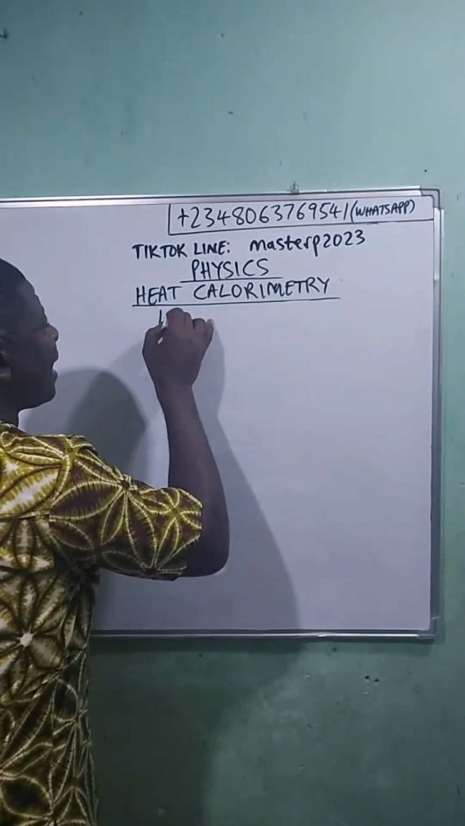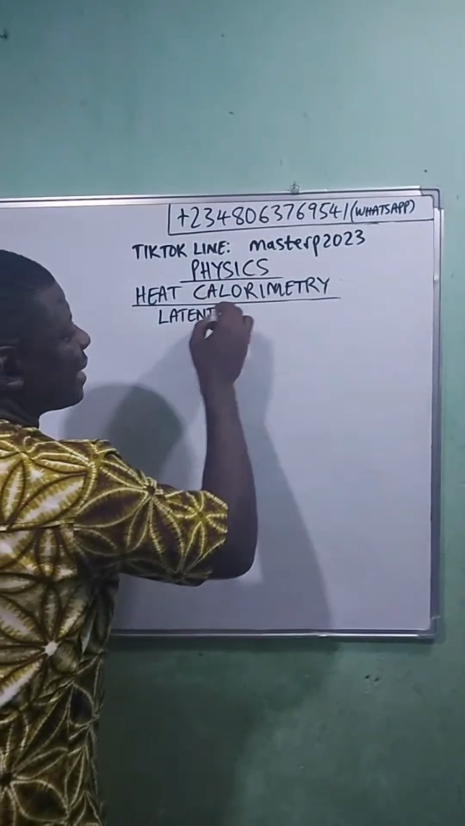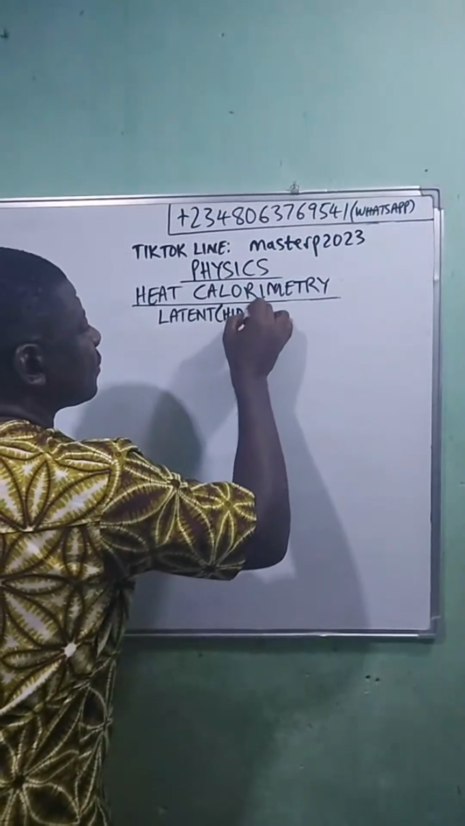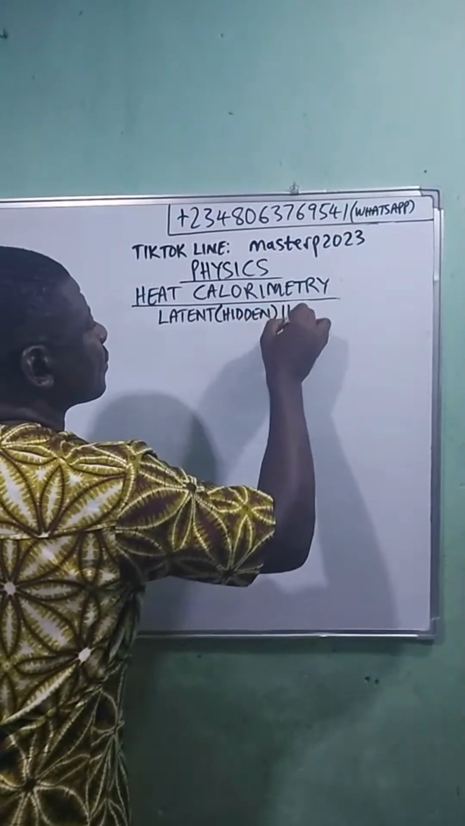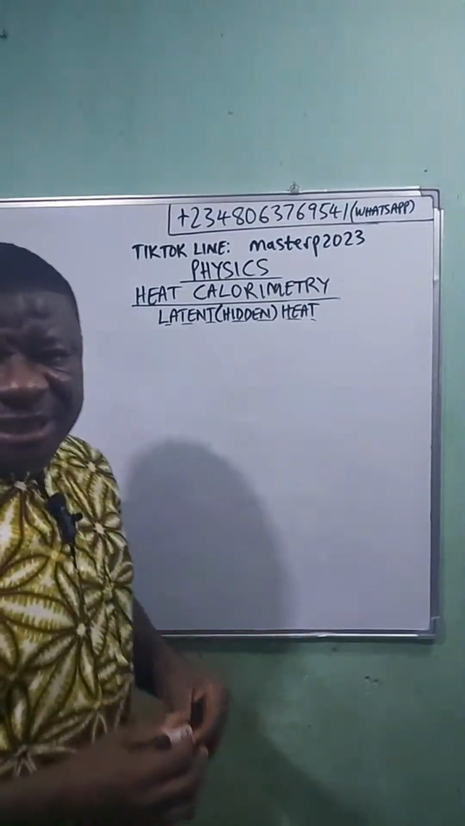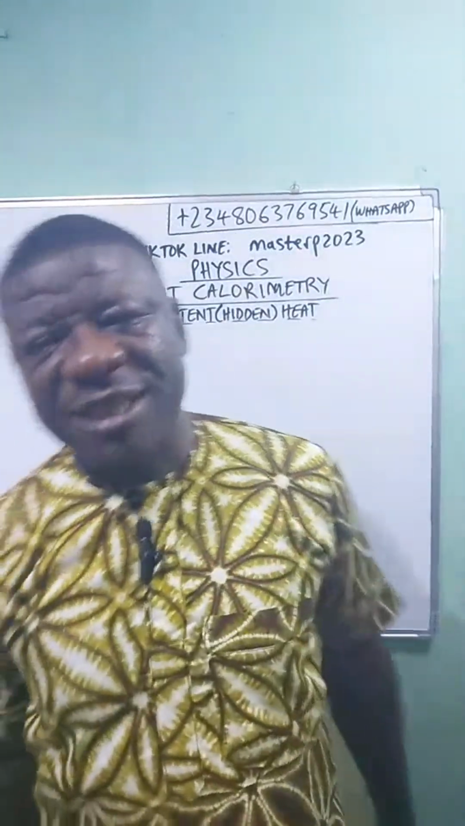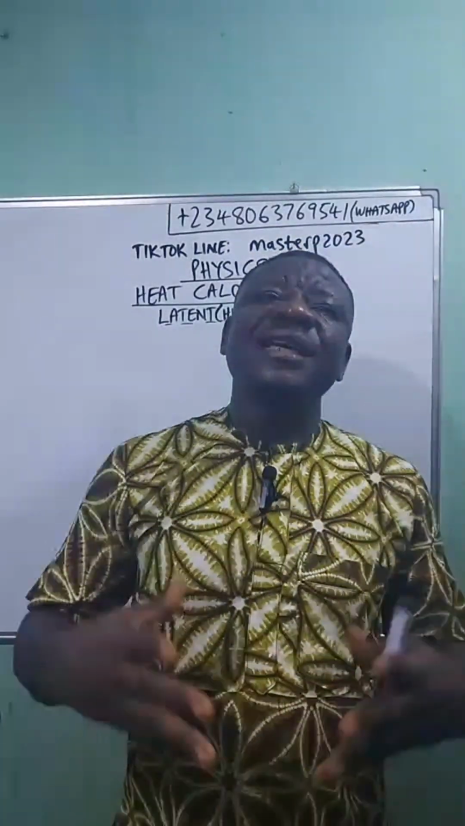So we have latent heat. Call it latent heat. That word latent means hidden. So we can call it latent heat or hidden heat, just as I said. It is the heat energy that is required to change the state of a substance without a corresponding change in temperature, or it is the quantity of heat that is supplied to a body or absorbed by a body that causes a change in state, but without a change in temperature.